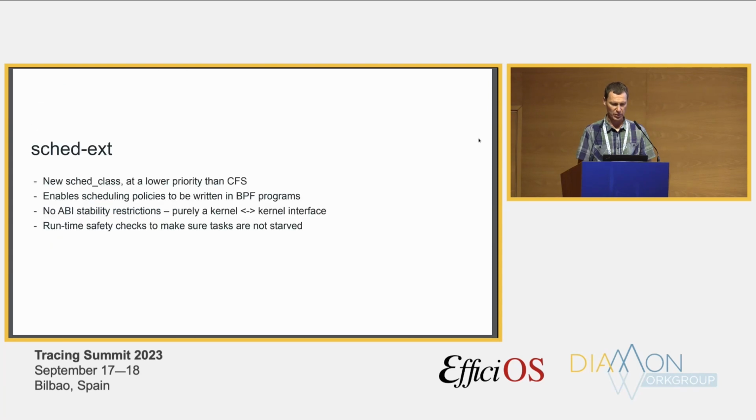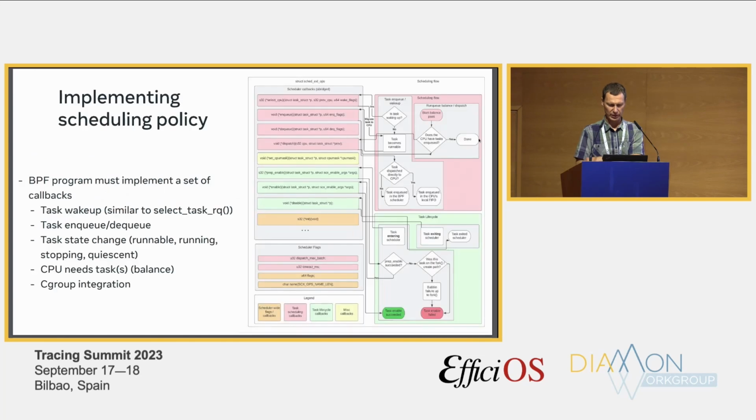Another use case that is coming is called sched_ext, a programmable scheduler. It's effectively another scheduling class. The program needs to implement a set of callbacks when a task is being queued or dequeued, when it changes state from runnable, task balance, and so on and so forth. And once it is done with BPF, we can do scheduling that would be, let's say, impractical for a general purpose scheduler to do.